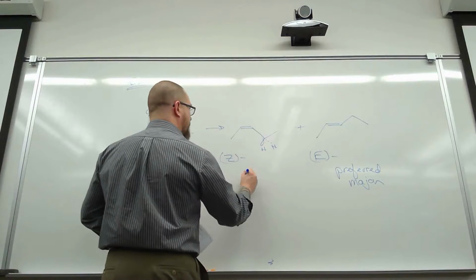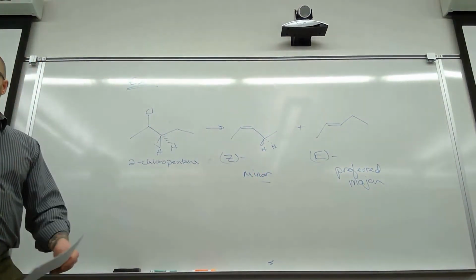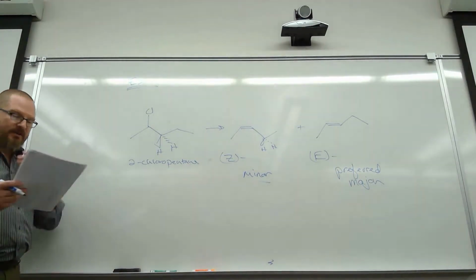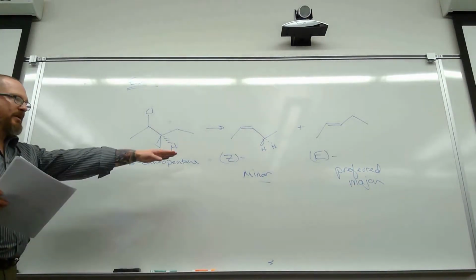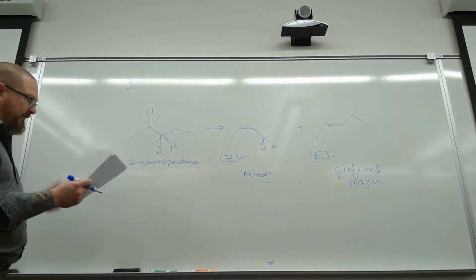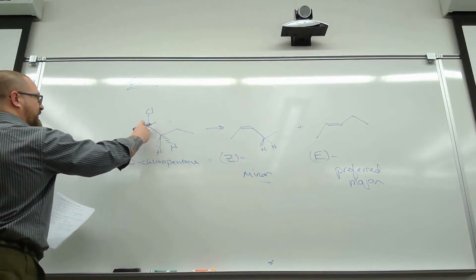This will be our minor product, but will still be a reasonably large enough product where it's not a 1% product. We're going to see 10% of this being formed because both of these hydrogens are accessible. So when we talk about accessibility, let's take a look at a Fisher projection of this real fast with this bond.